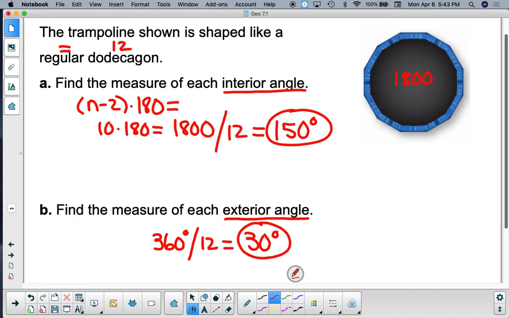Okay, and then what do you notice about the exterior and the interior angles? 150 and 30. Okay, they add up to 180, or they're supplementary. So if I know one of them, I can find the other one by subtracting it from 180. So you'll need to know that for your assignment. So make sure you remember that. Okay.